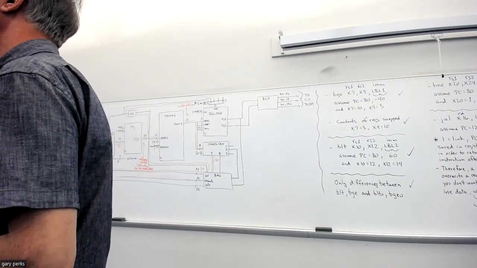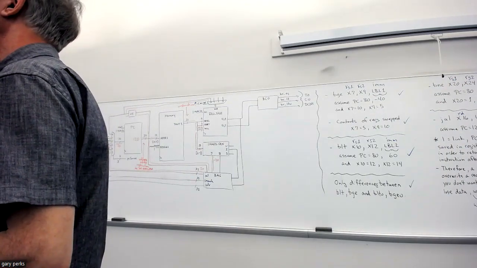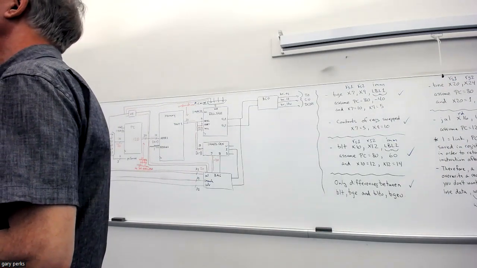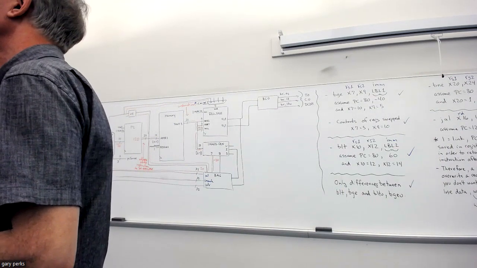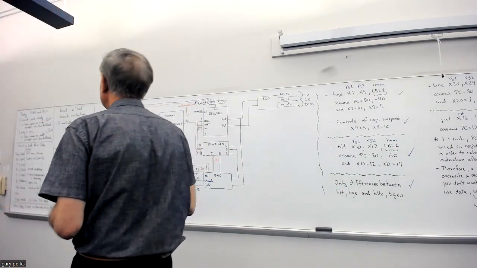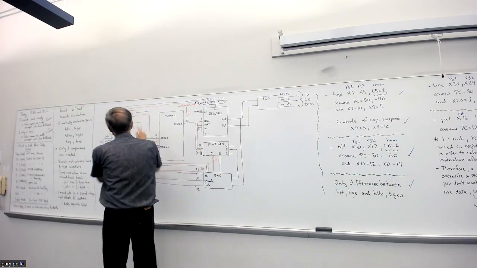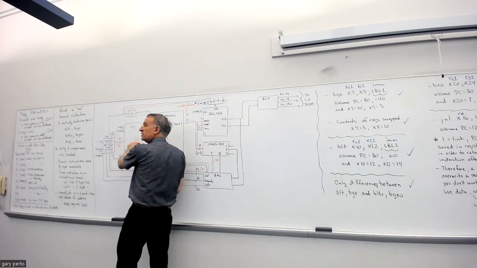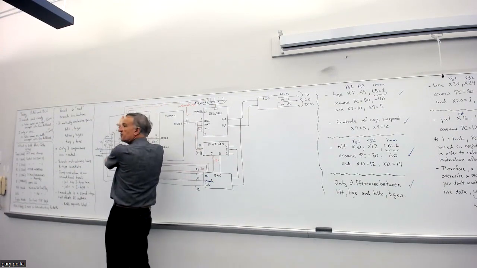So what's the value coming out of the PC input plus 4? Oh, right here? Yeah. In this example, it would be 120. Okay. So this would be 124. Yep.